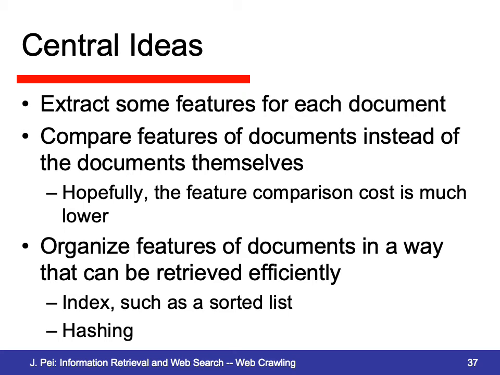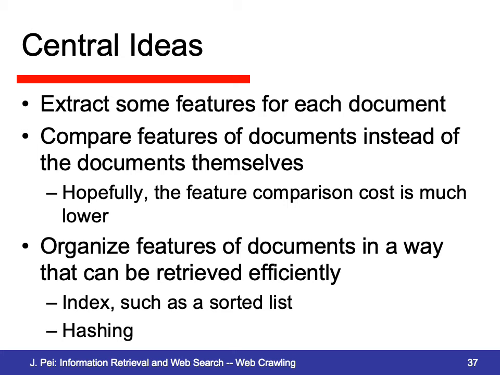The central idea to conduct near duplicate detection is the following. Instead of comparing word by word, let's try to extract some features from each document. We use those features to distinguish the documents from the others. When two documents are compared, we compare the features. Hopefully, the feature comparison cost is much lower and still gives us a pretty high accuracy in detecting whether the two documents are similar to each other.